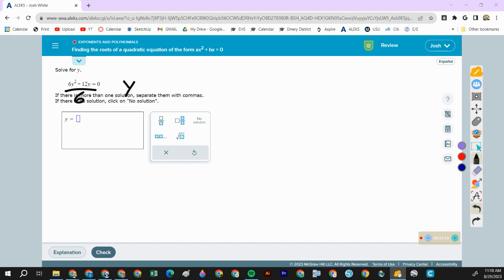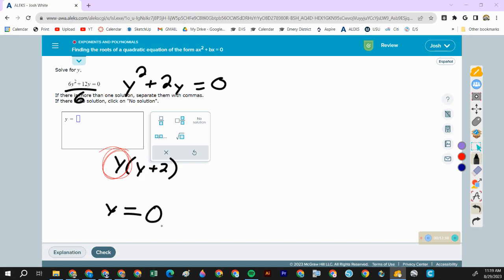and I get y squared plus 2y equals 0. How do I factor that? Pull out a y times y plus 2, and I get my roots. What's the root here? What number makes that 0? 0. What's the root here? Negative 2. So this graph hits the x-axis at 0 and negative 2. Did it blow your mind?